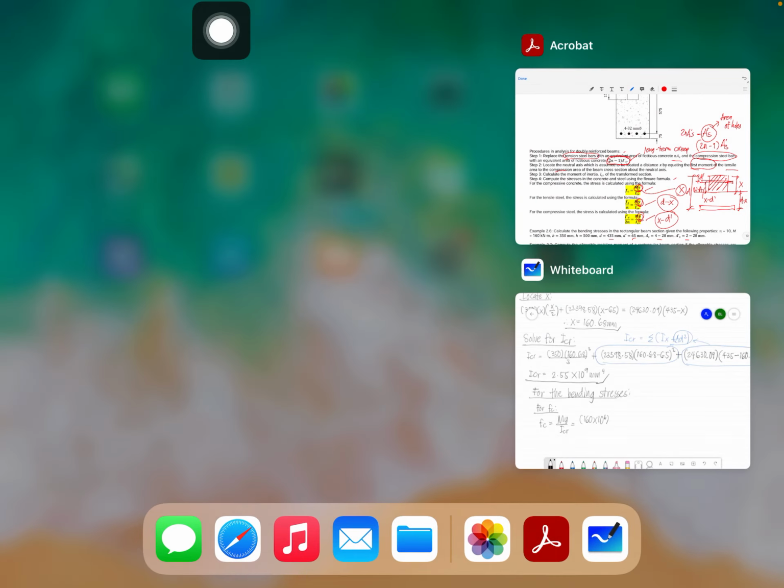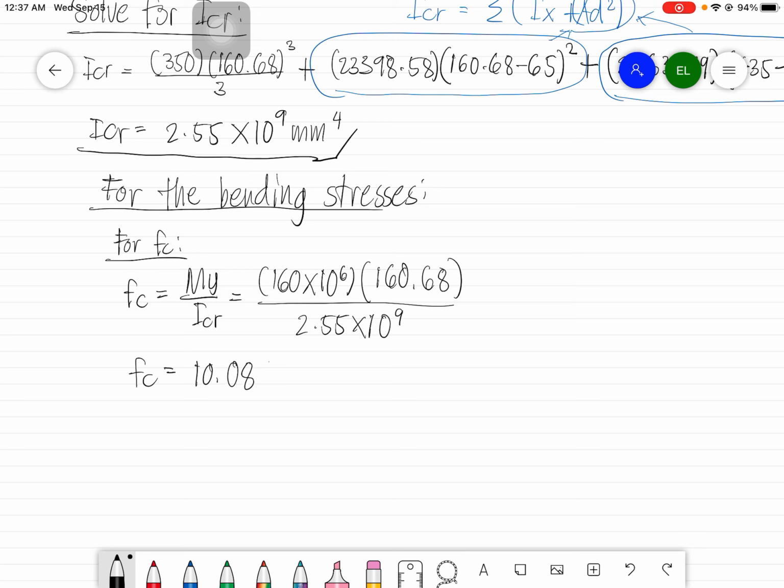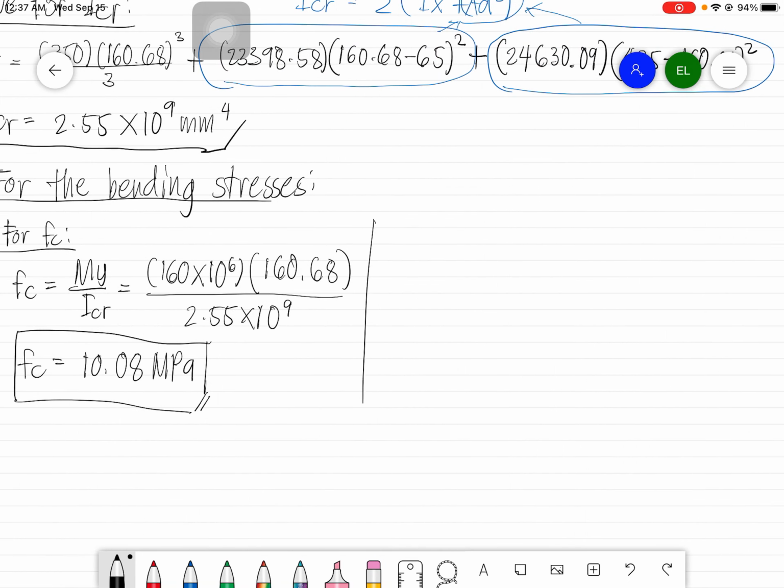Going back to the whiteboard, M, then y here is x, since this is concrete. So we have 160 times 160.68, over 2.55 times 10 raised to 9. Therefore FC is equal to, I think this is 10.08 MPa. So that is the bending stress for concrete.